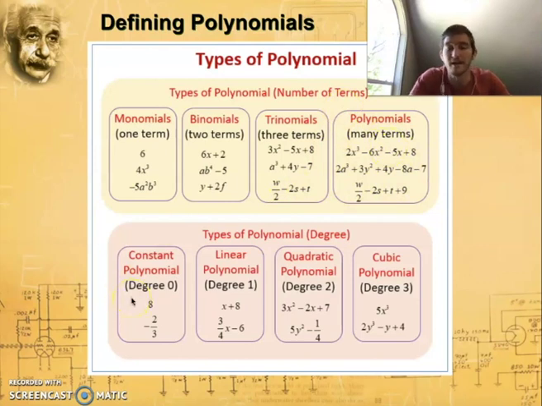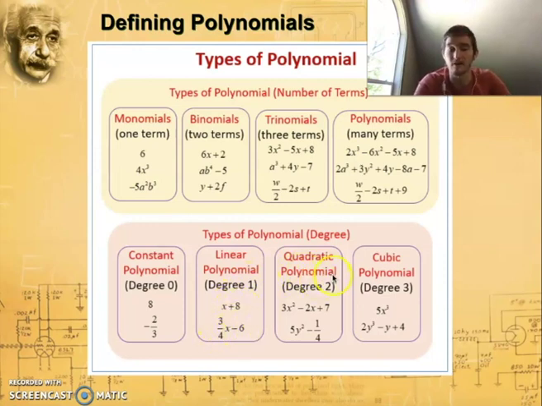All right, now we're going to look at defining polynomials for degrees. So a constant polynomial would just have a degree of 0. As you might remember from learning about exponents, x to the 0th power is just 1. So the degree here would be 0. Any constant polynomial would have a degree of 0. That would be the same thing with negative 2/3. And then a linear polynomial is going to have a degree of 1. So that would be x plus 8. That would be 3/4 x minus 6.